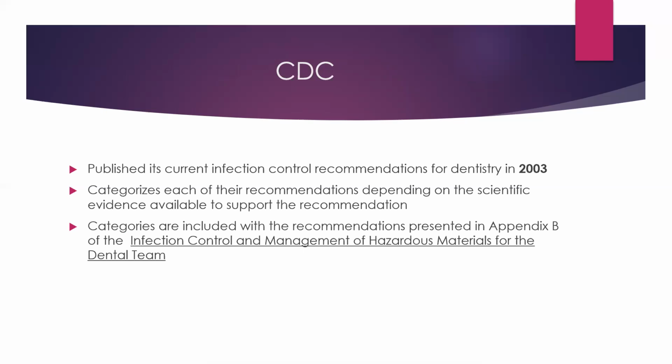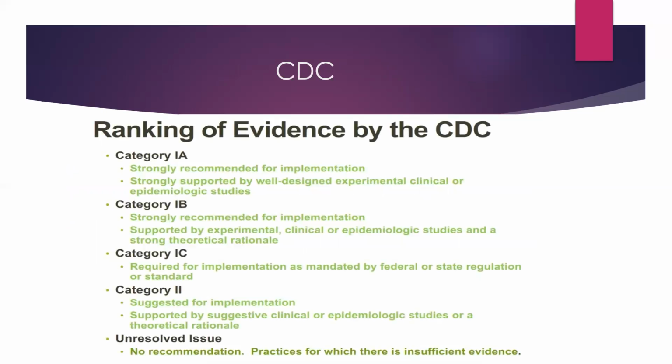Categories are included with the recommendations presented in Appendix B of the Infection Control and Management of Hazardous Materials for the Dental Team. So it's also present in your Appendix B, up for review. You can review that at any time. The CDC also ranks these issues. So you have category 1A, category 1B, category 1C, category 2, and unresolved issues. Again, this is very important because this will determine the rankings, or the severity of it.